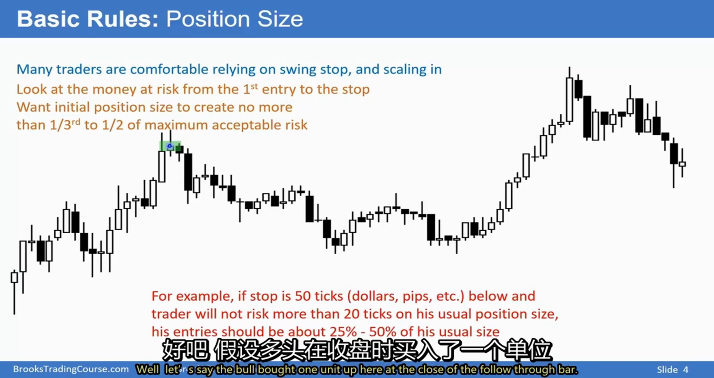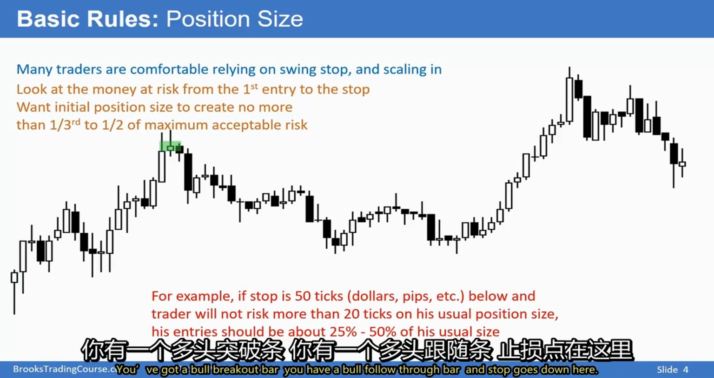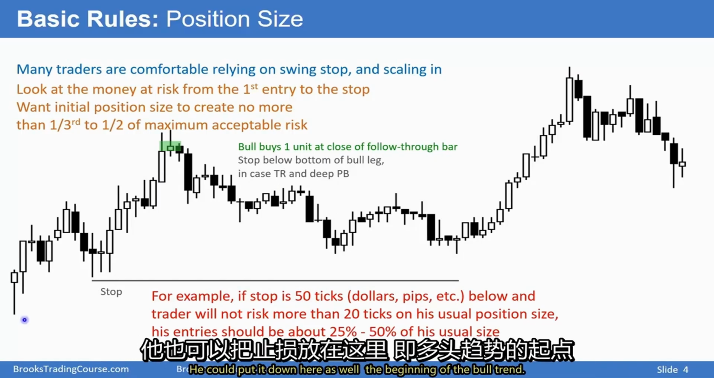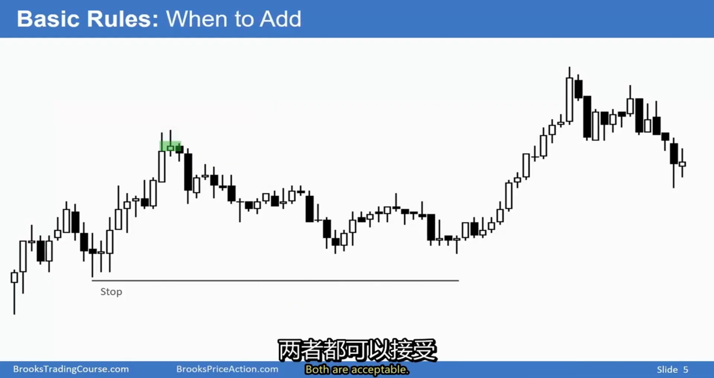Well, let's say the bull bought 1 unit up here at the close of the follow-through bar. You got a bull breakout bar, you have a bull follow-through bar, and the stop goes down here. So he buys up there and he puts his stop down there, below the bottom of the major high or low. He could put it down here as well, the beginning of the bull trend. Both are acceptable.